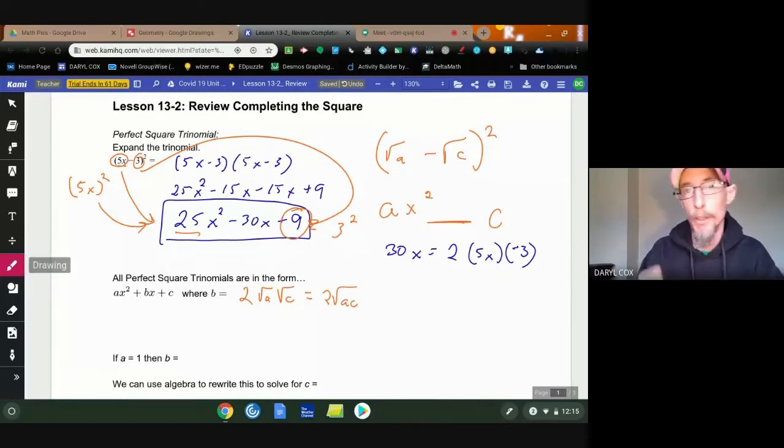Okay, that we learned how to do in our radicals unit. But when we're doing this, if I'm going to factor something like this, I already know what those terms are. How do I get this C term?